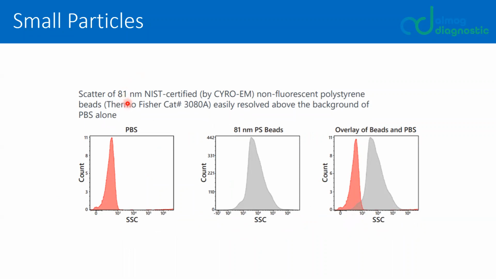Here we are looking at 81 nanometer non-fluorescent polystyrene beads. And here we see a very nice resolution of the beads from the background, and this is achieved by scatter signal only. This is, of course, very useful also for exosomes and microvesicles that are of high interest today.